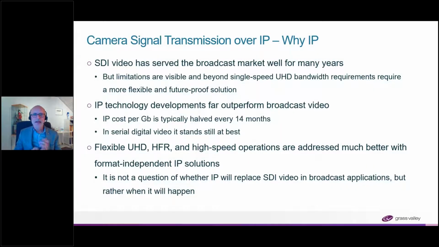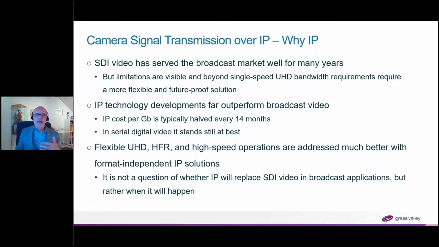First of all, SDI has served the broadcast market well for many, many years. But what we can see today is that limitations become visible if we want to go beyond single speed UHD. Everything up to single speed UHD works pretty okay with SDI. As you know, we have had the 12 gig SDI standard for a while. But if you want to go UHD with triple speed, or maybe at a later point six times speed or more, then even the 12 gig SDI connection does not give us enough bandwidth.